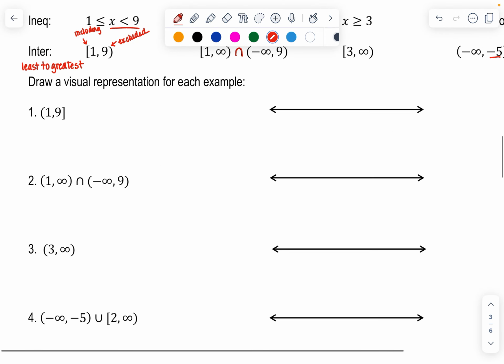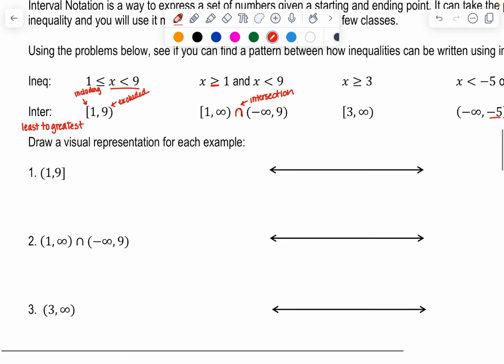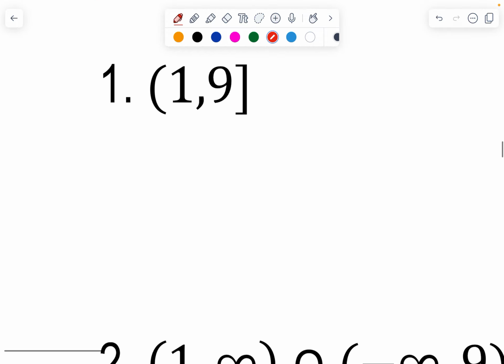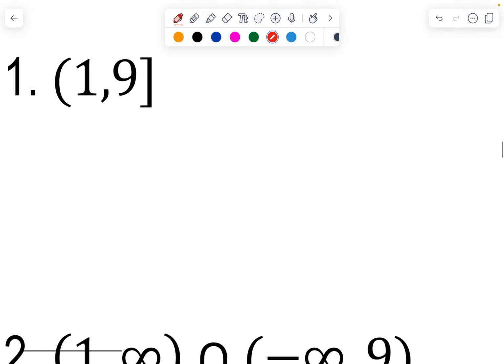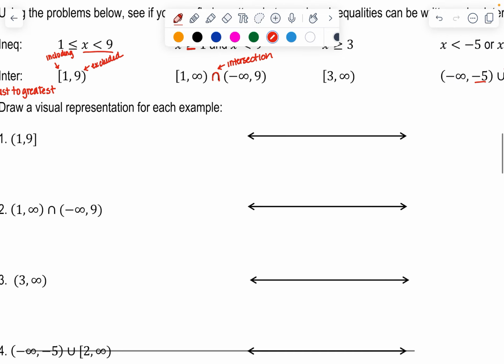Okay, so now we're gonna try examples for the rest of these notes here. It says draw a visual representation of each example. So this right here says X values in between 1 and 9. So we're gonna put the 1 and the 9 on our number line. Parentheses on the 1, so we're using an open point to not include the 1. Bracket on the 9, so we're using a closed point to include the 9. And then it's all values in between them, so we're shading in between the two.